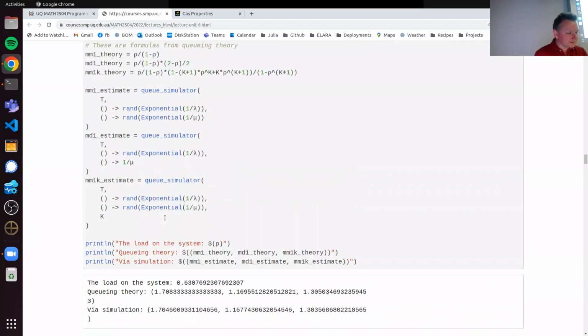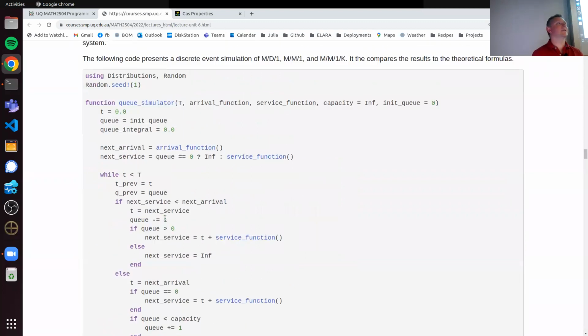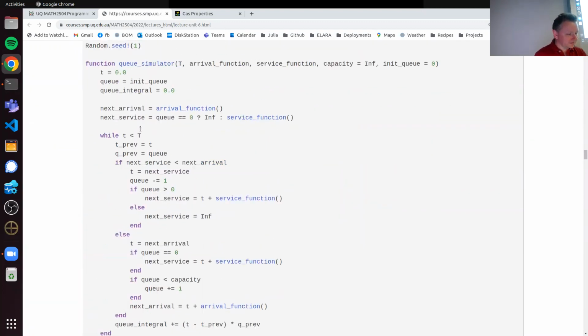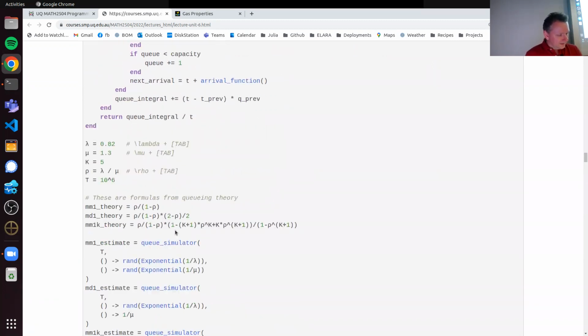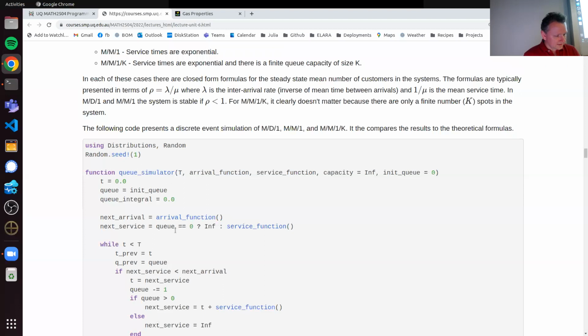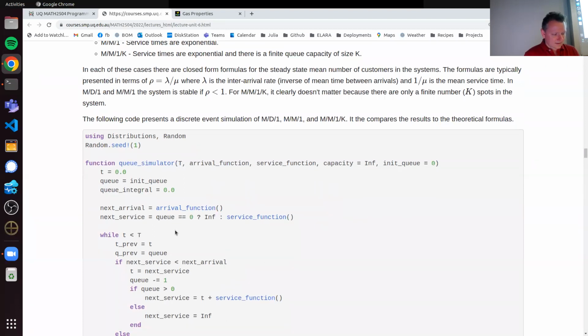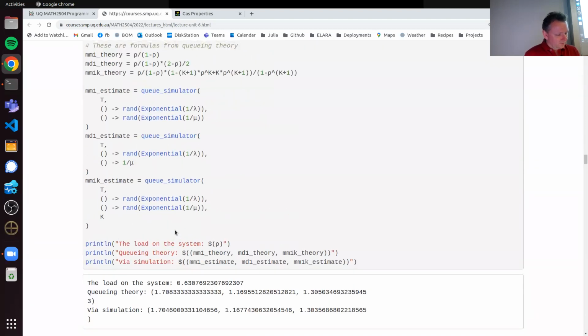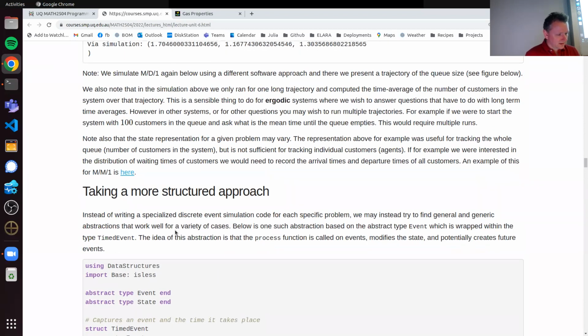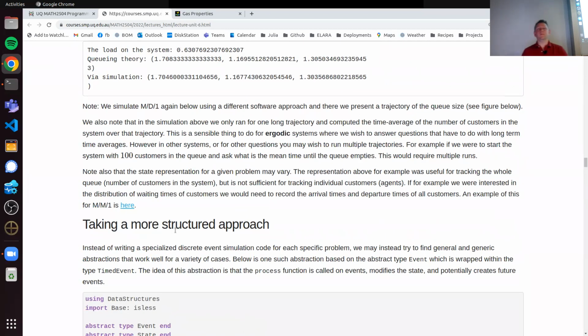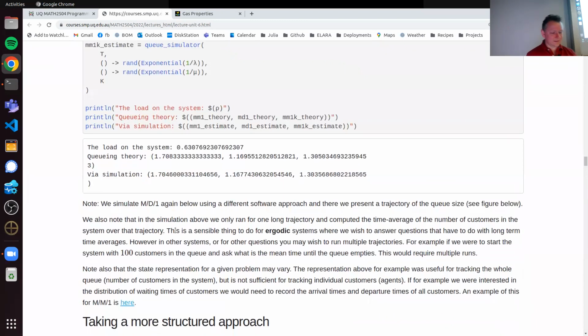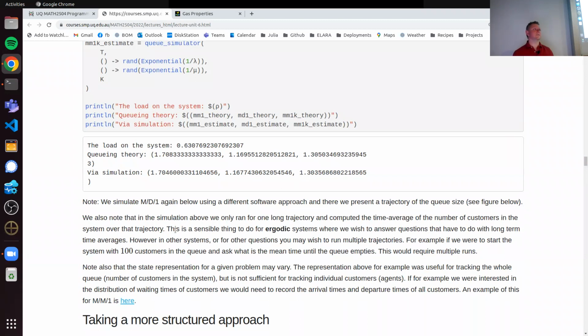So one thing you might notice is the only thing we're really logging or computing is this Q integral. And therefore, when we divide it by the total time, we get the average number of people in the queue, right? Yeah. So that's an interesting thing. So why does that work? The reason that works is this system is what we call an ergodic system.